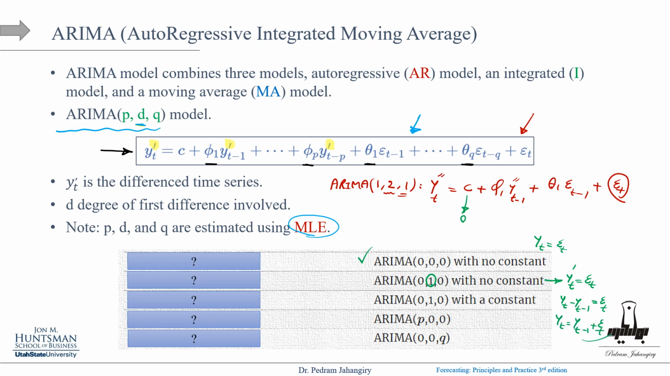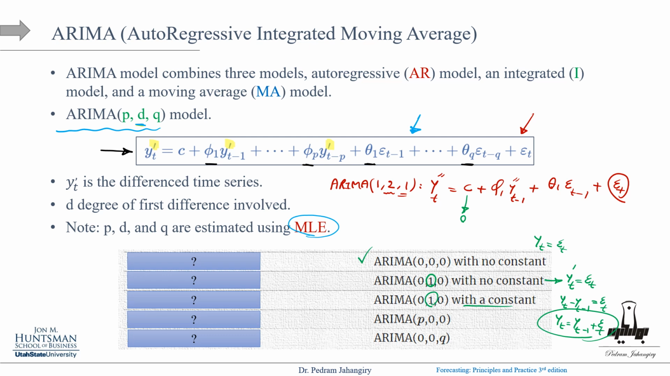What is this? We have seen this before. Yeah, if there's no constant, which is the case here, it is your random walk, right? Random walk with no drift. Then if we are adding a constant, it's going to be random walk with drift.